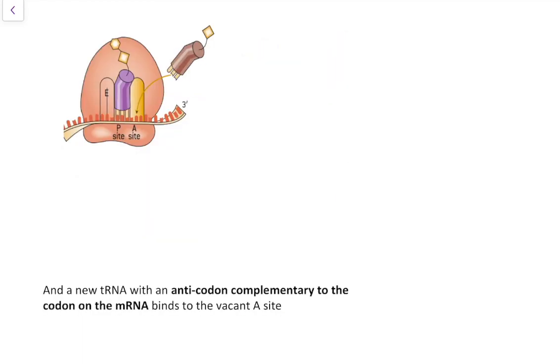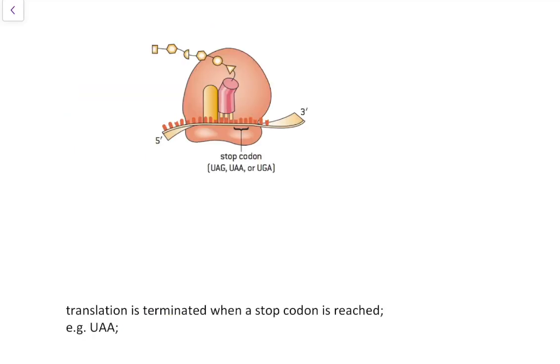So a quick summary of this picture up here was that whenever it's moved along, we get a new tRNA with an anticodon complementary to the codon on the mRNA binding to the vacant A site. And it keeps moving along, extending this polypeptide, the growing polypeptide chain, which again we can see is being held by the P site, until eventually we get to a stop codon, e.g. UAG, and translation is terminated when a stop codon is reached.